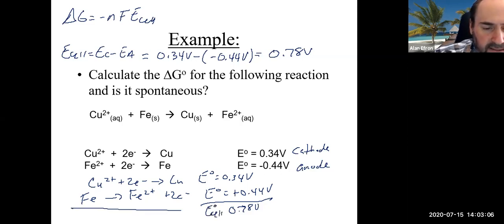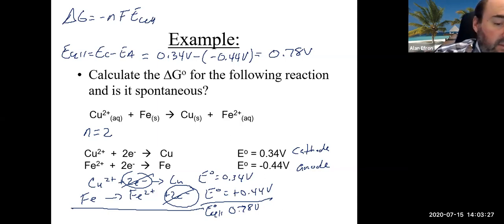If we add these together, I got 2 electrons there, 2 electrons there. Everything's good. It's going to cancel. So in this case, N would equal 2. N would not equal 4, so we're not going to add these together. But the total number of electrons being transferred is 2 lost and 2 gained, so N would equal 2 in this case. That means we pretty much got everything that we need.